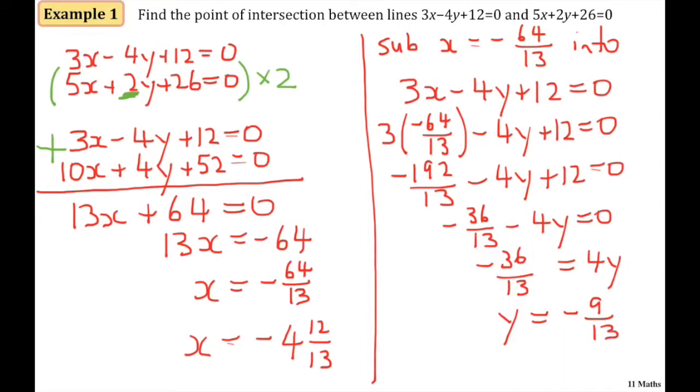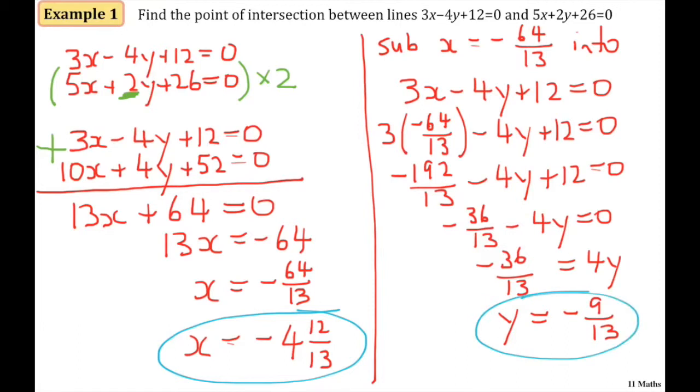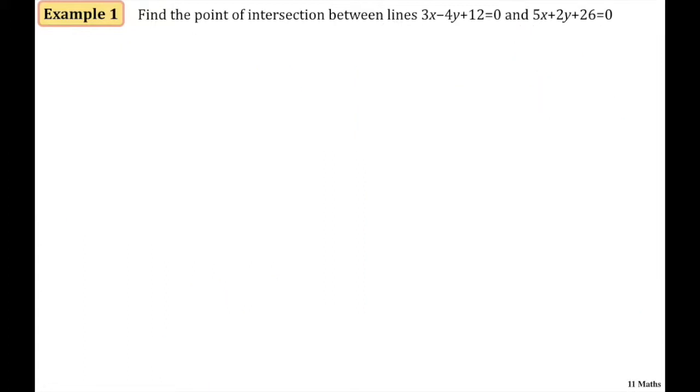So when I look at this question now, I've got my two answers, the x answer and the y answer, which is the x and the y value of the point of intersection. So these two lines meet at the point minus 4 and 12 thirteenths, comma, minus 9 thirteenths, which is certainly not something that you could graph easily.